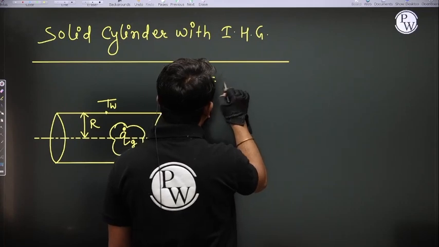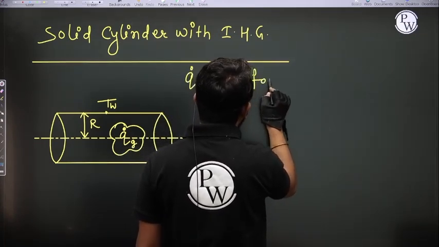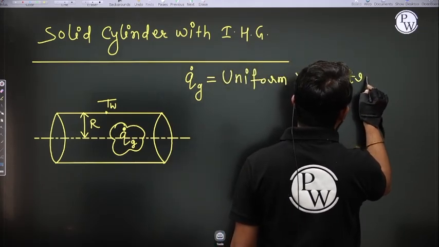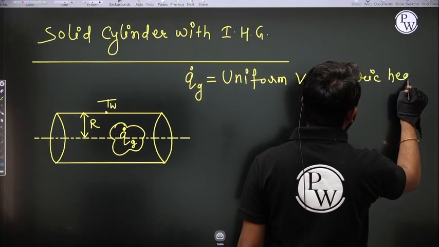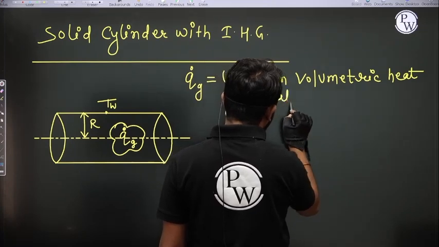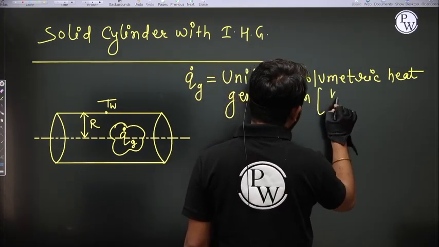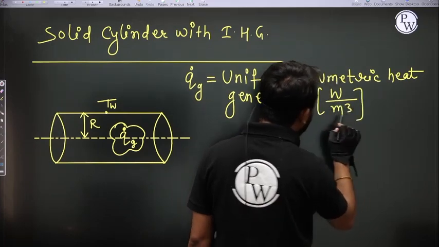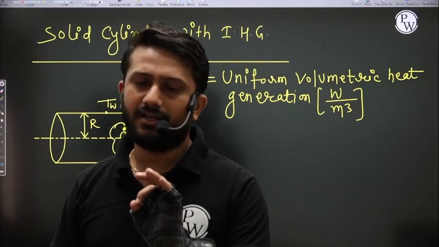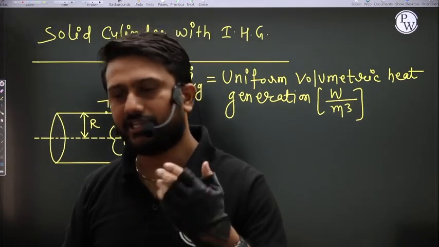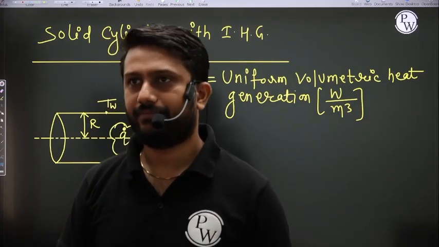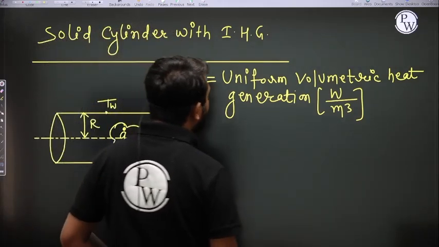Q dot G is uniform. I am considering uniform volumetric heat generation, and that unit is watt per meter cube. This heat generation can be non-uniform also. So first we are discussing if the heat generation is uniform, and later on we will discuss if heat generation is non-uniform. So Q dot G is here the uniform volumetric heat generation rate.